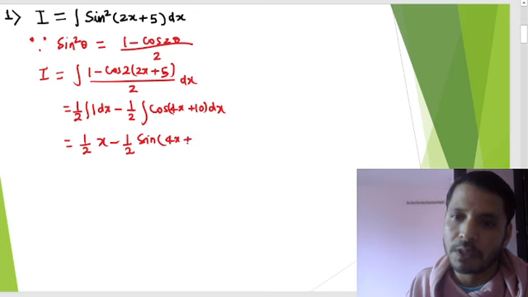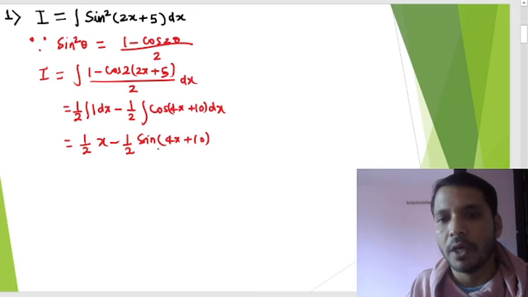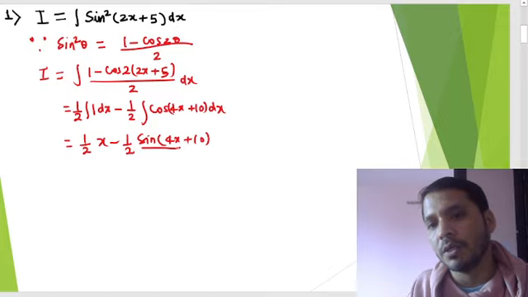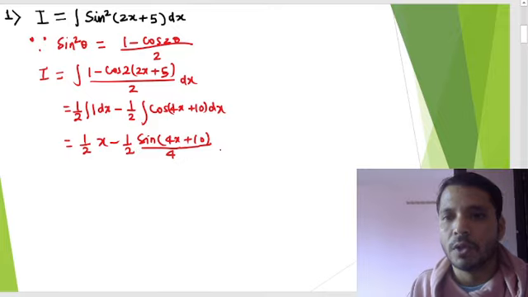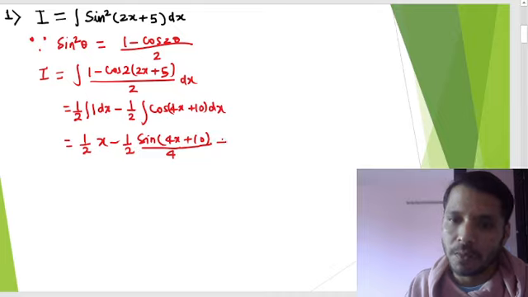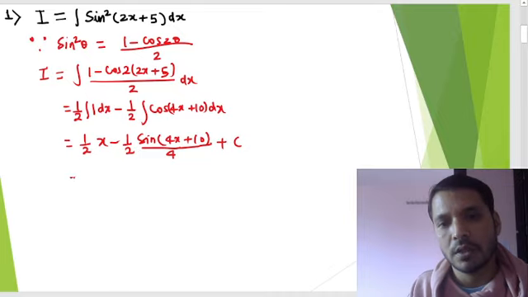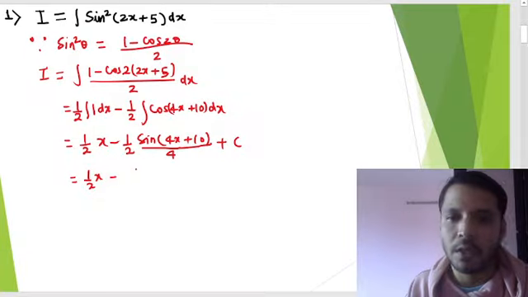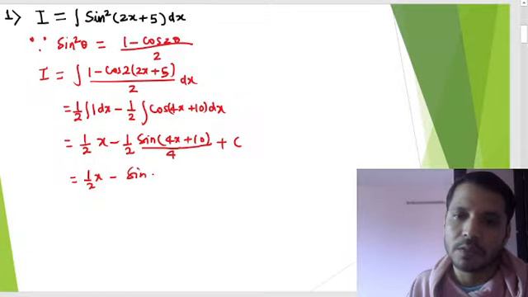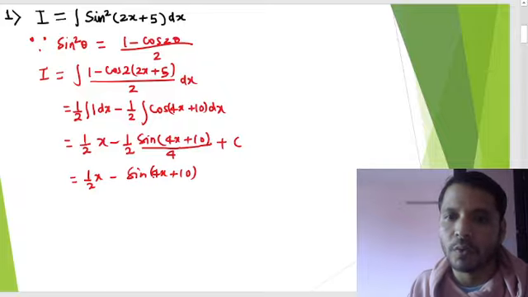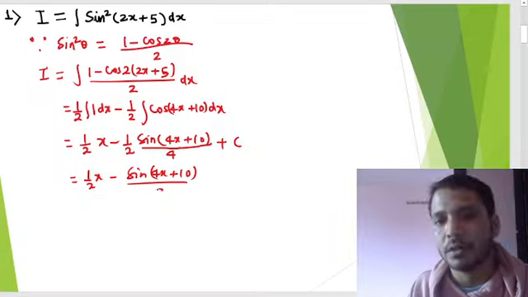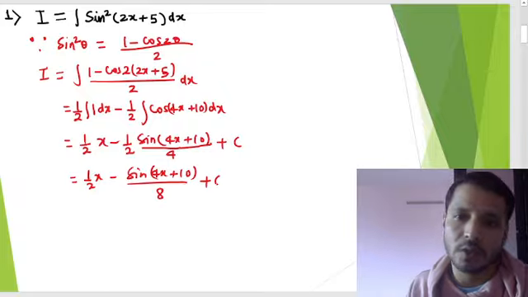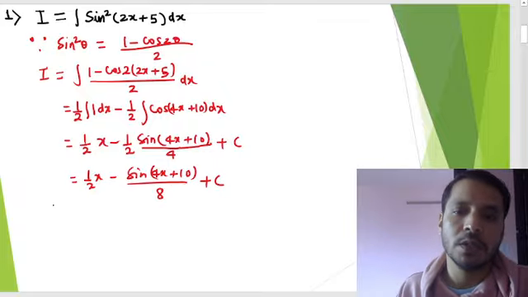(4x + 10), but here the coefficient of x is 4, so 4 will come in the denominator, plus c. Next we can simplify it: x, and here it will be sin(4x + 10), 2 into 4 we can write as 8, plus c. So this is the solution of question number 1.